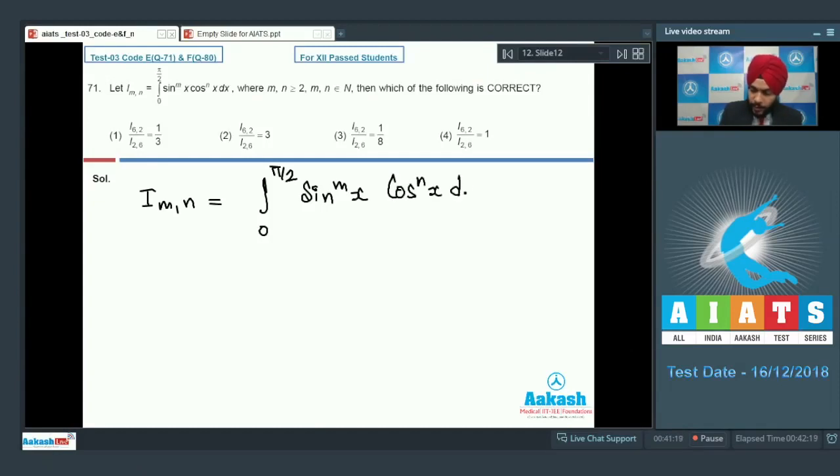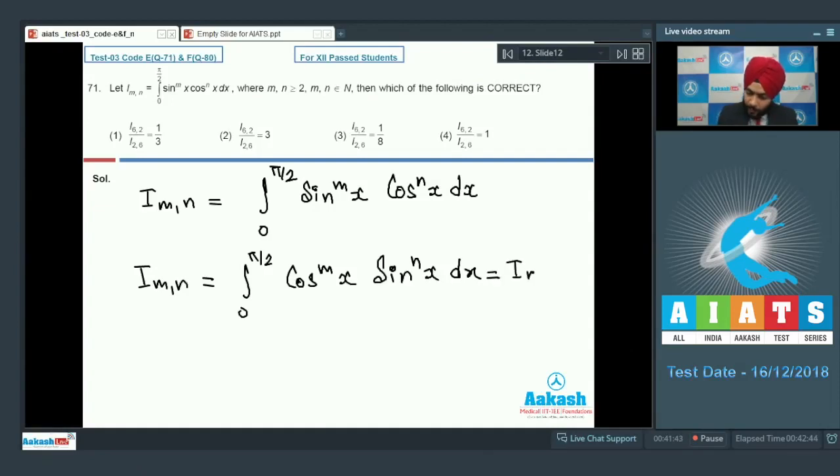Why is that so? It is so because sin of pi by 2 minus x is cos x, and cos of pi by 2 minus x is sin x. So if I apply the a plus b minus x property, from 0 to pi by 2, this will be sin of pi by 2 minus x, so cos^m x sin^n x dx. Imn is clearly equal to Inm, because first of all, m is the power of sine and n is the power of cos. Here, n is the power of sine now, and m is the power of cos now. So, Imn is equal to Inm.